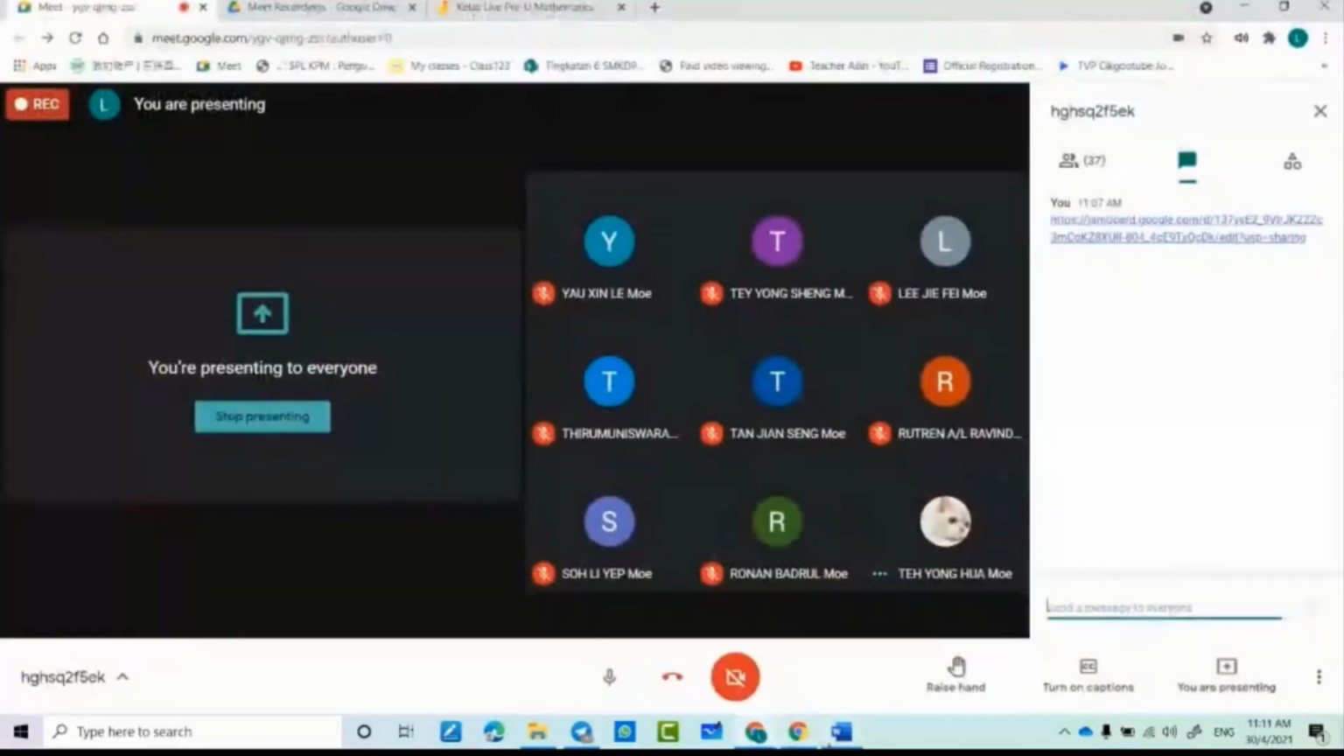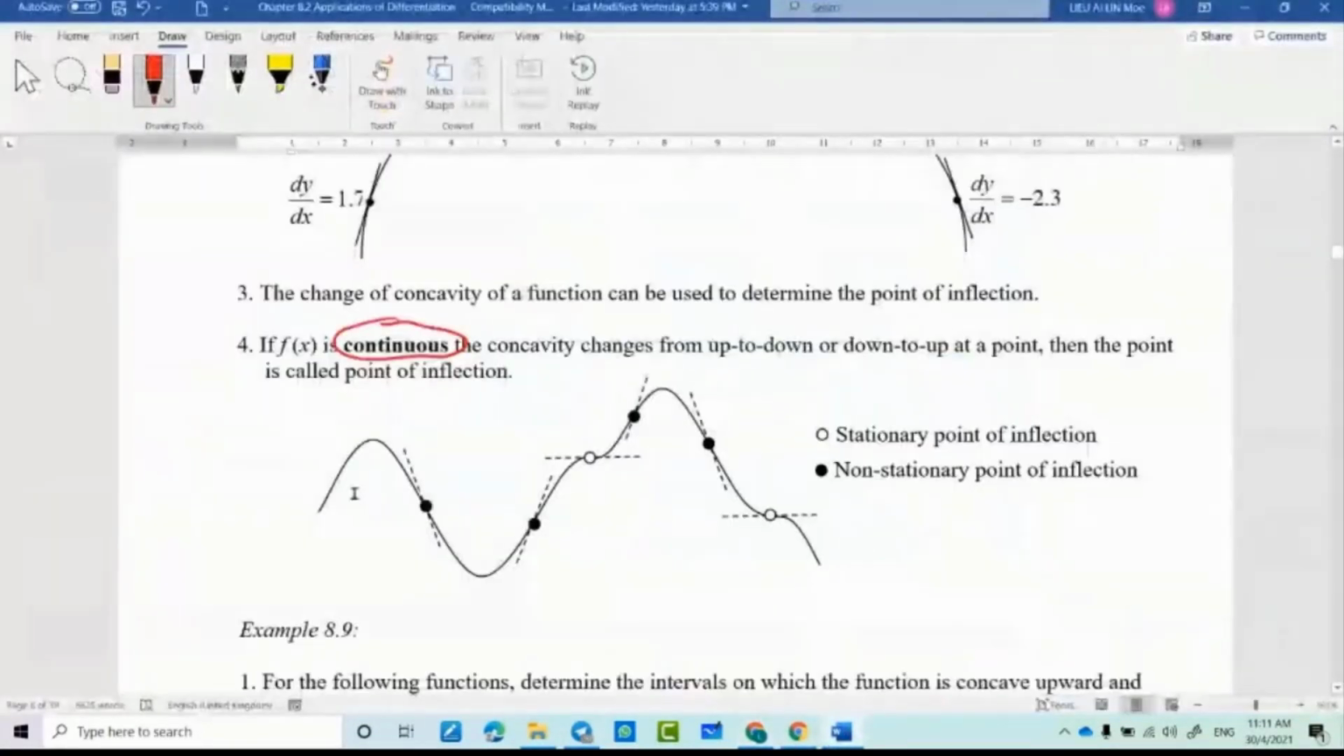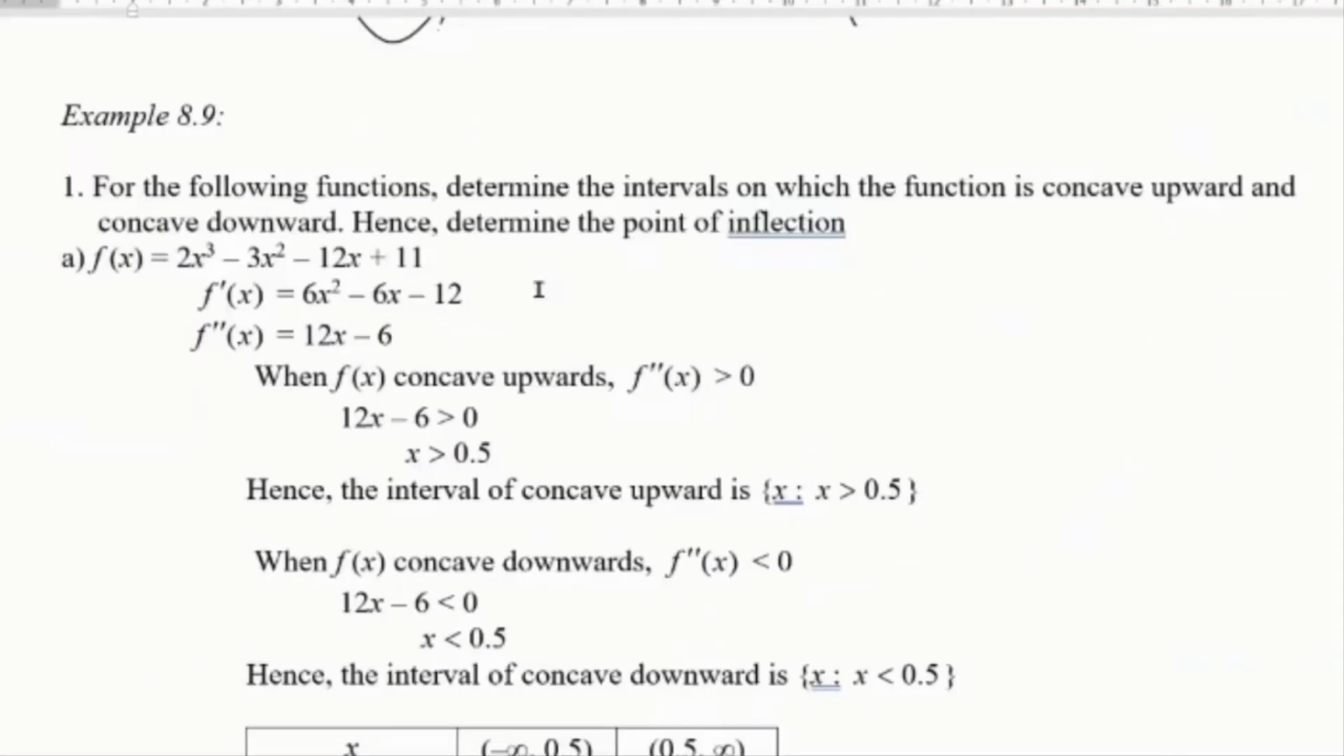Now go back to the. Okay, this is the one. Okay, now for example, for the following function, determine the interval in which the function is concave upward and concave downward. Hence, okay, so first, for this question never go through maximum point, minimum point directly. You are asked to find inflection point. So for inflection point you need the double prime. So first you go to the first prime, then the double prime. You get this one. Okay.